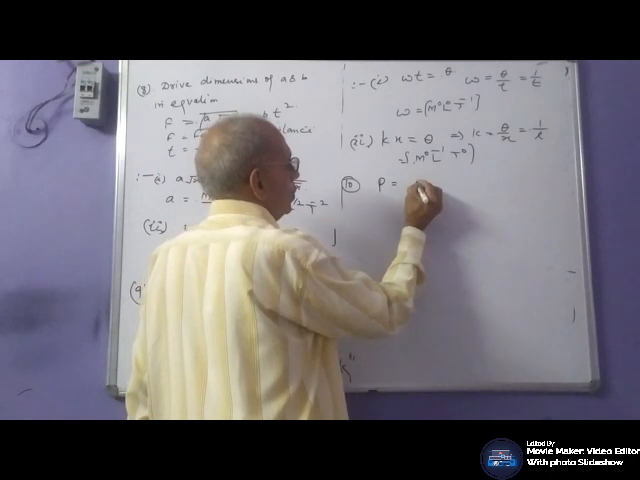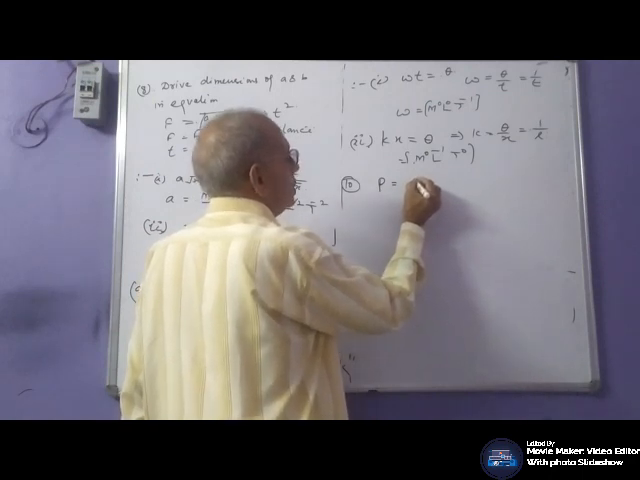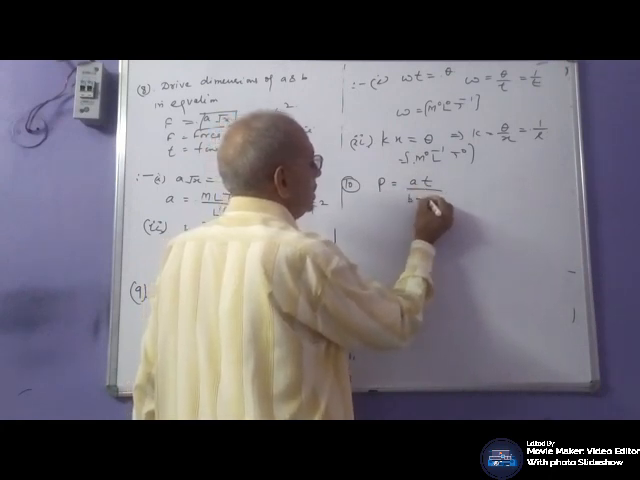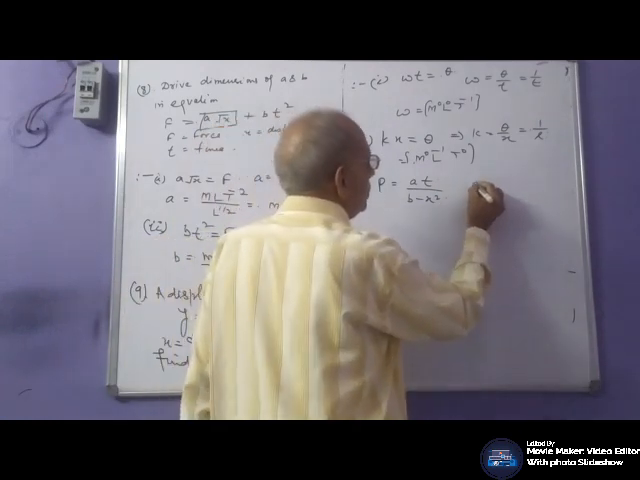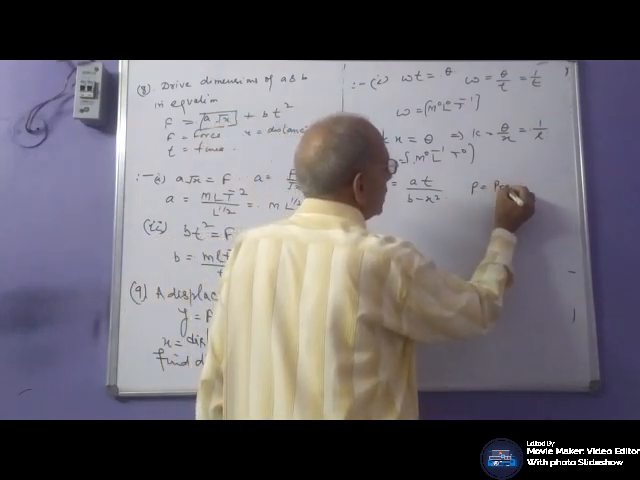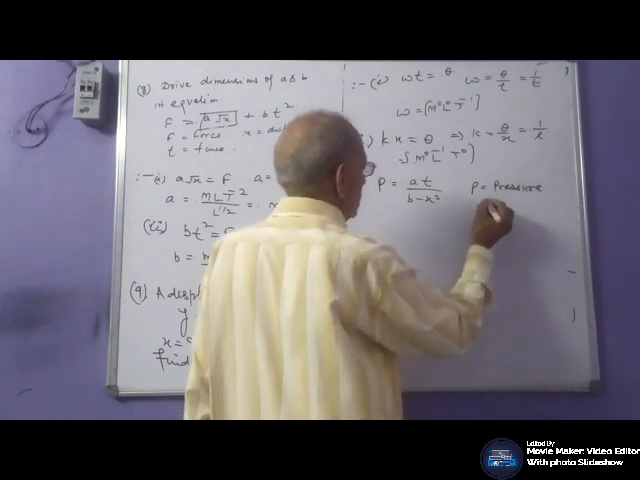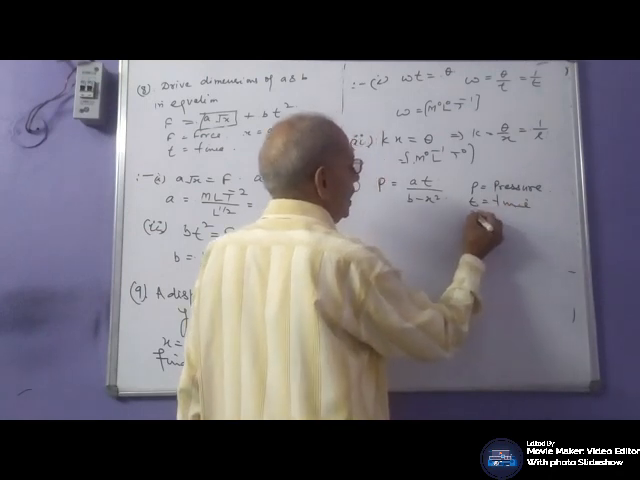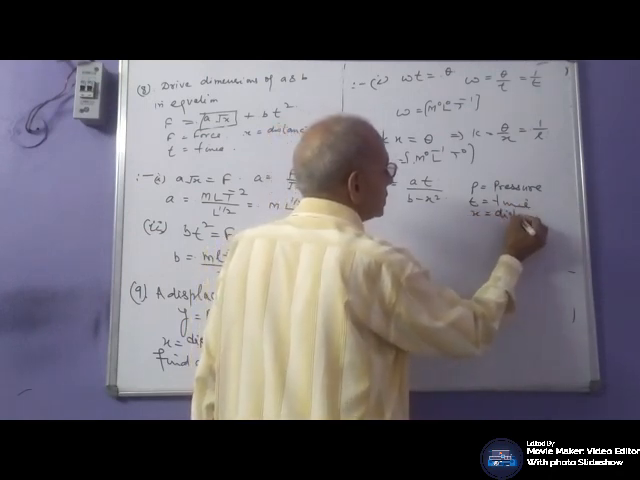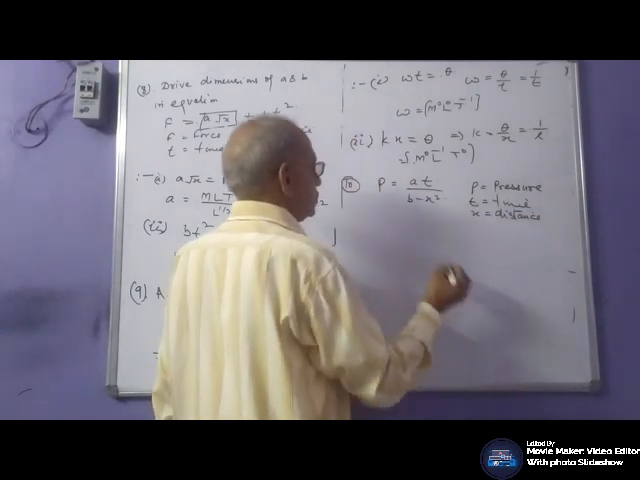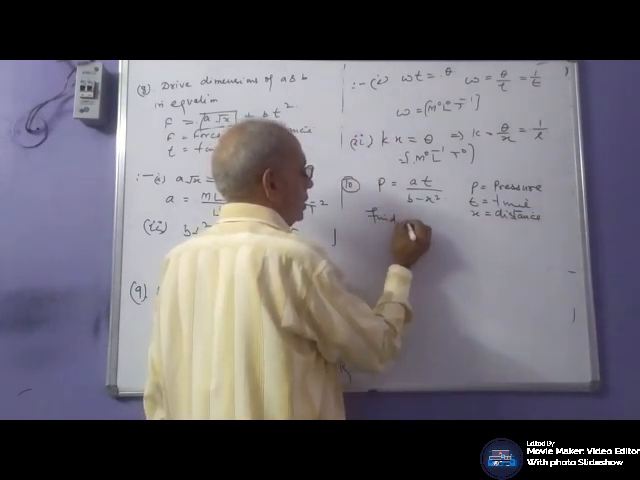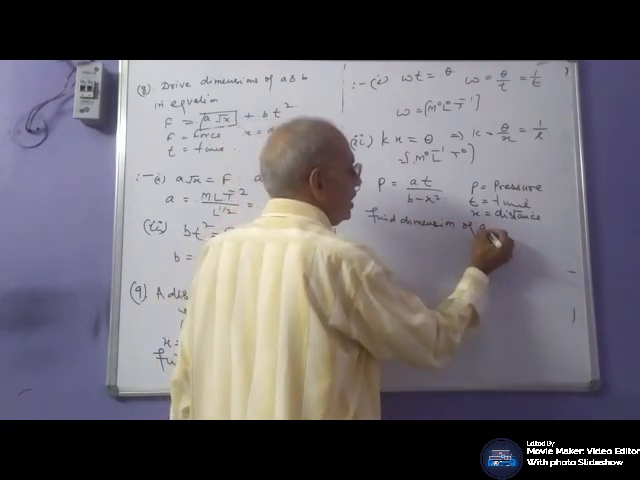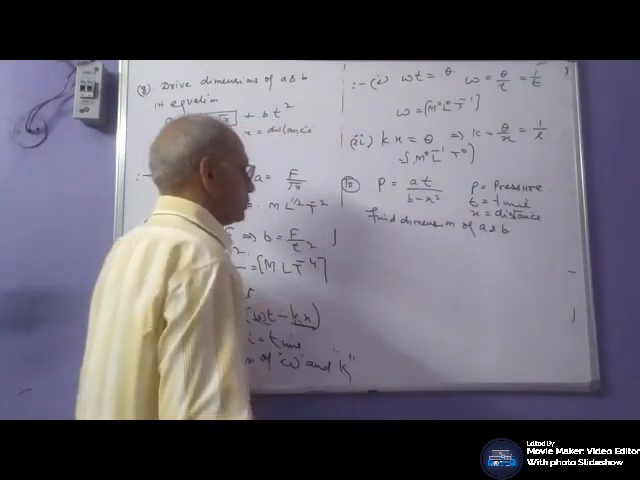P is A t b minus x square, where P is pressure, t is time, and x is distance. Find the dimensions of A and B. This is our question.